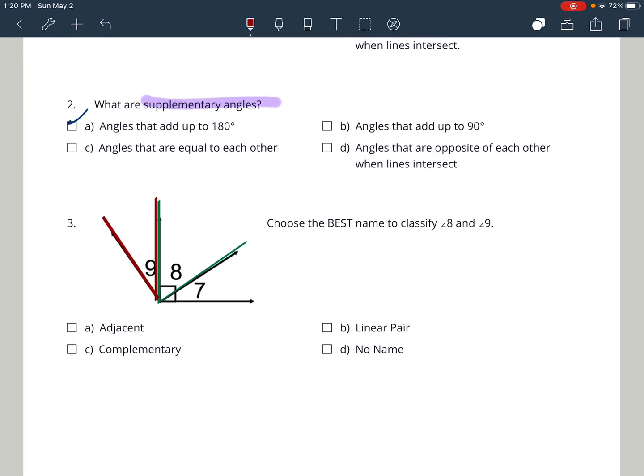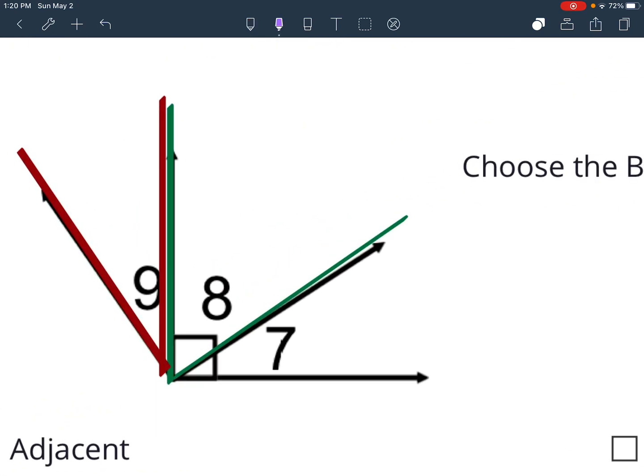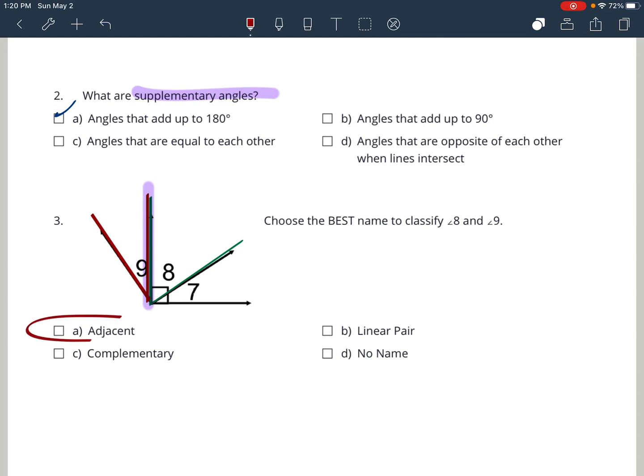Now, if they share a line, in other words, like, you know how in my picture, the green and the red touch right here? If they touch right there, that means they are called adjacent angles. Okay? Complementary equals 90. These do not equal 90. And linear pair means they equal 180. They make a line. In case you see that again later, right?